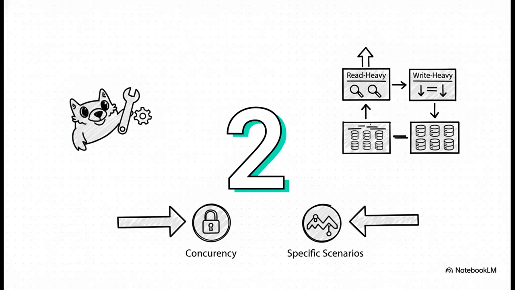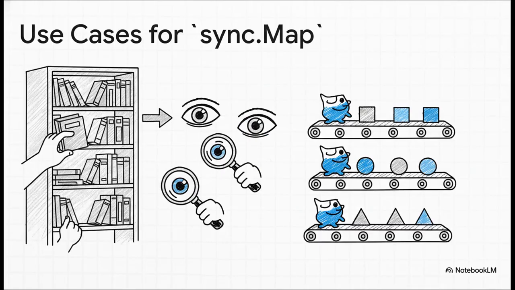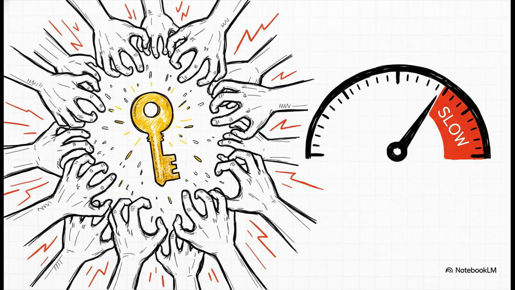The answer's simple. It's heavily optimized for only two very specific scenarios. Number 1, for append-only caches, and 2, when different goroutines are working on totally different keys. If you don't fit those patterns, sync.Map gets super slow, way slower than a simple mutex.